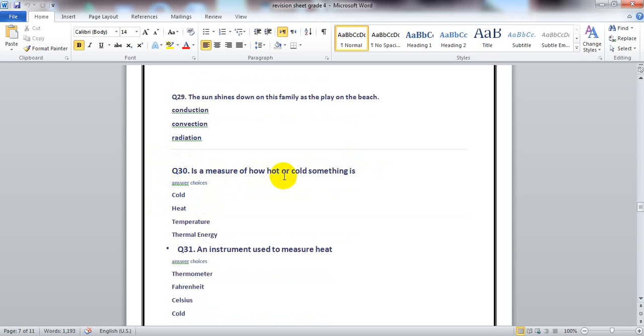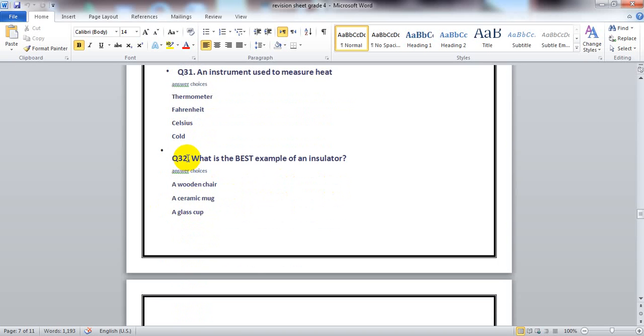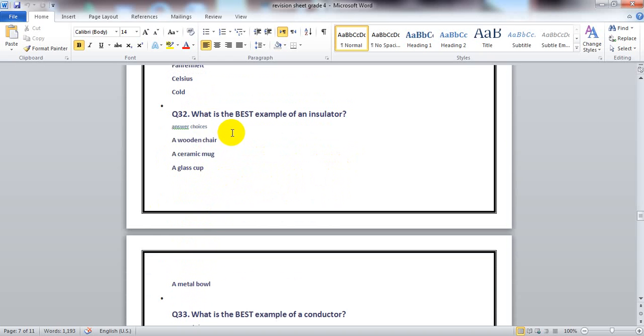Question number 30. It is a measure of how hot or cold something is. Yes, it's temperature. 31. An instrument used to measure heat. Of course, it's a thermometer. Question number 32. What is the best example of an insulator? A wooden chair, a ceramic mug, or a glass cup? The best example was, yes, it's the wooden chair.